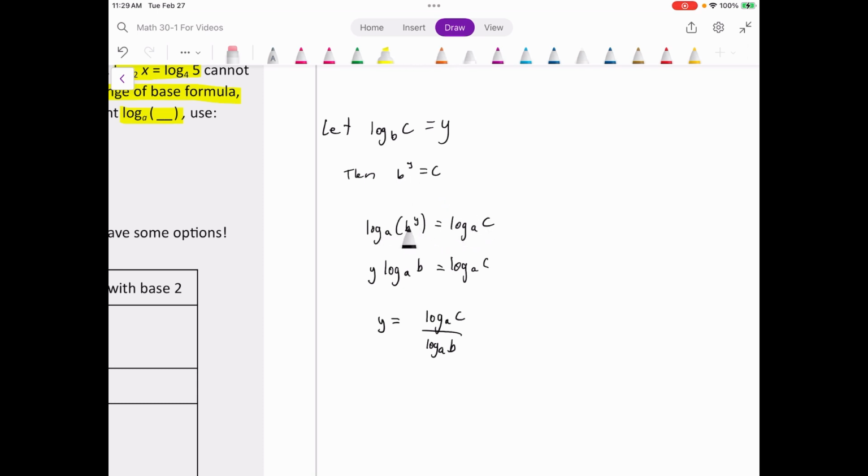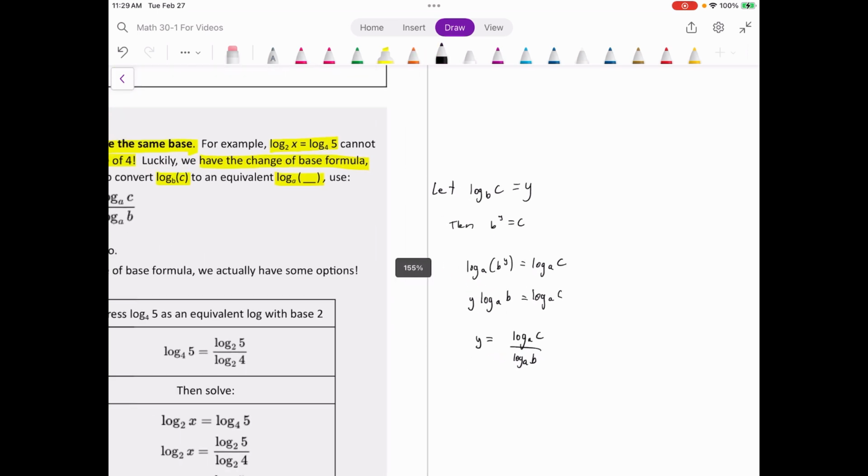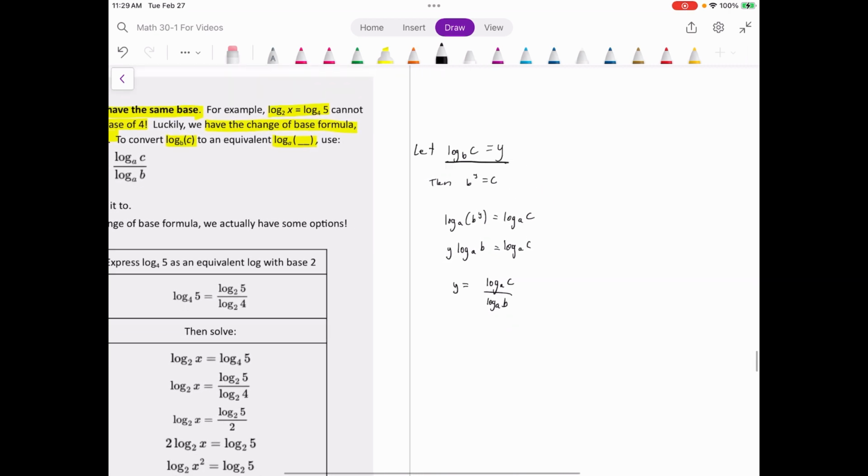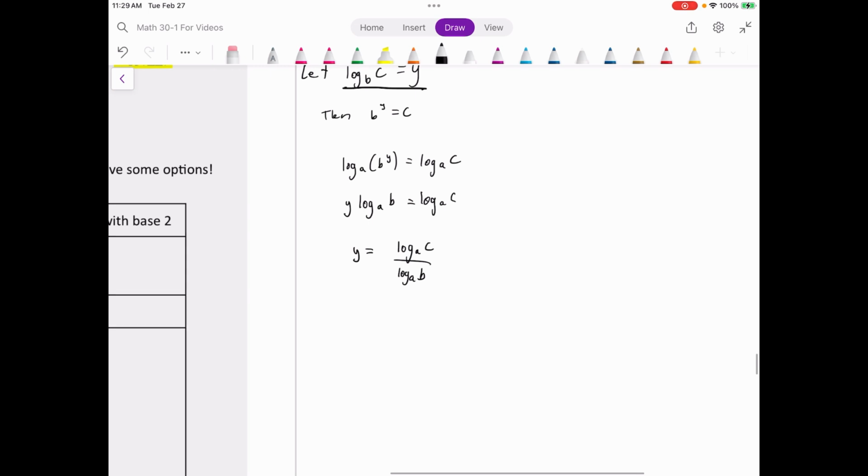Well then, by the power law of logarithms, I can bring that y down, and we see then that y times log base a of b equals log base a of c. Then dividing both sides by log base a of b, I get this: y equals log base a of c over log base a of b. Starting to look familiar, okay? But don't forget, we said at the very beginning, y is just what we were letting log base b of c equal.